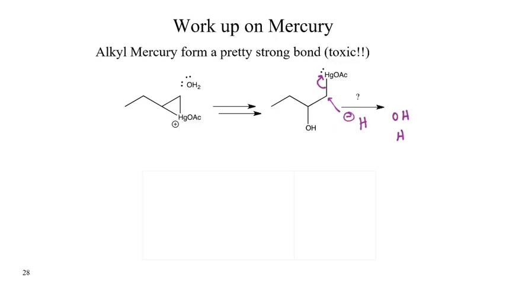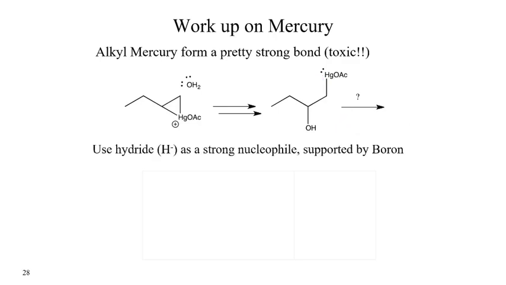H minus is not a good nucleophile, so it needs some secondary stabilization. That secondary stabilization is going to come in the form of boron, which we will talk about its chemistry a little bit later, but it's going to come in the form of BH4. BH4 will very effectively have the electrons of our hydride come out and directly eject the mercury. The mercury can coordinate with the boron in a pseudo four-membered ring, which we haven't seen yet, but we'll see in just a second. Okay.